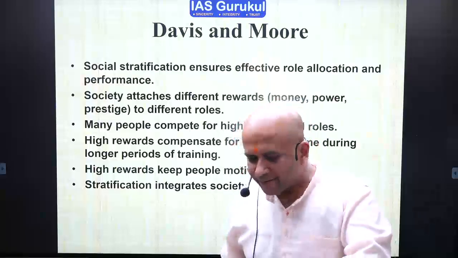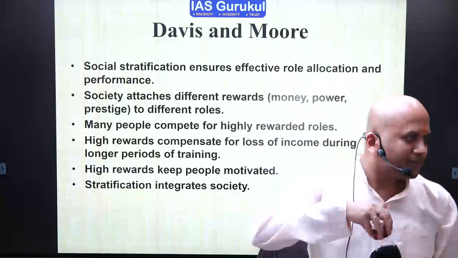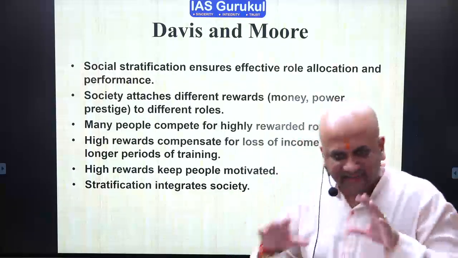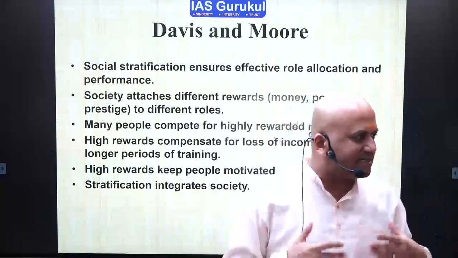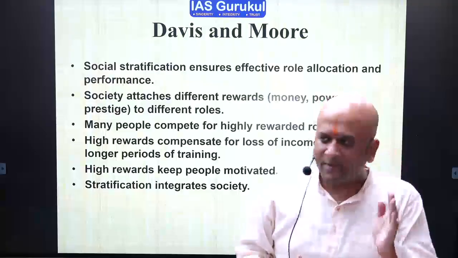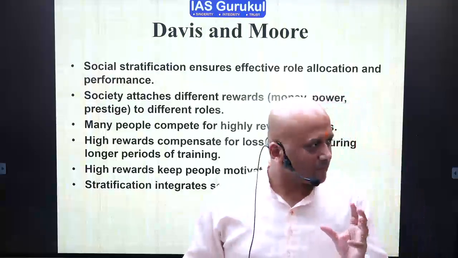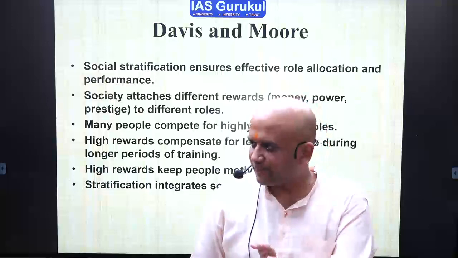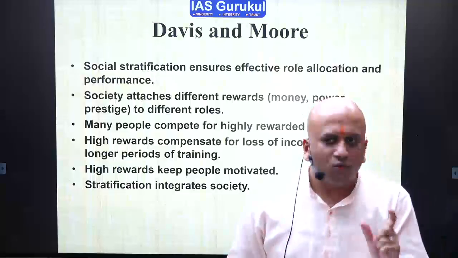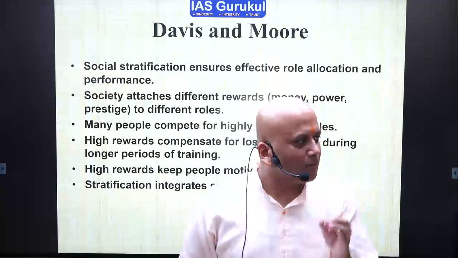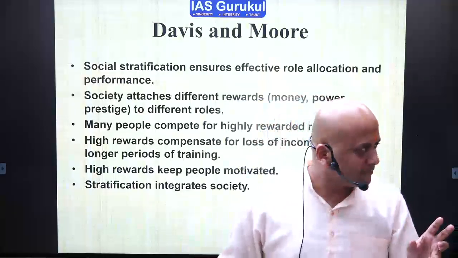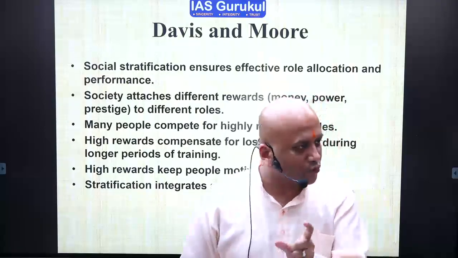So this is the functional theory of Davis and Moore, that we require a mechanism for effective role allocation and performance. I'm just summarizing the whole theory. Meaning we require some way to match people's capabilities with the roles assigned to them in society, particularly those roles which are functionally more important. We need to select people with more competence or ability for those roles. Not everybody has the ability. Few people have the ability to perform those functionally important roles.